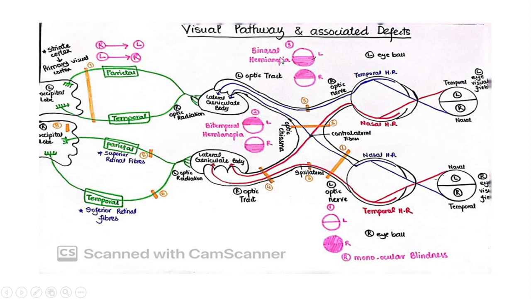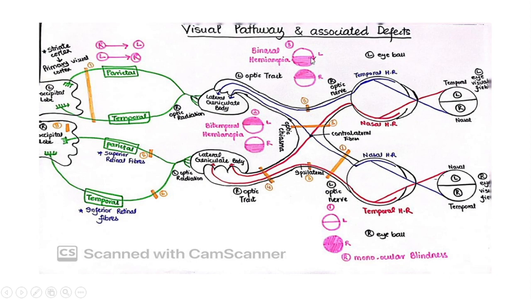So now you can see what it looks like. This is the temporal side of the left eye visual field and this is the nasal side of the left visual field, and this is the nasal side of the right eye visual field and this is the temporal side of the right eye visual field, as we have already discussed.